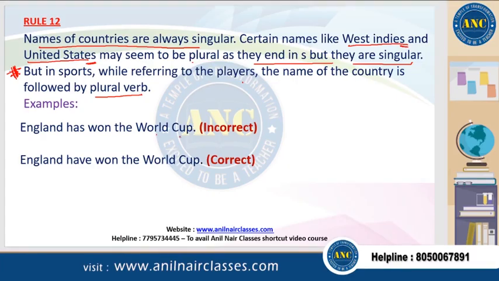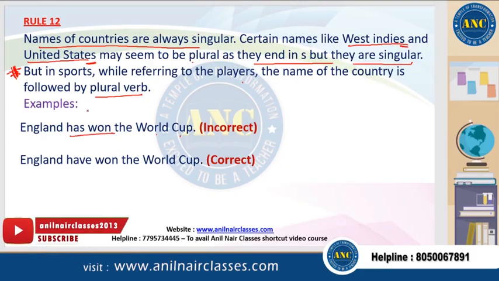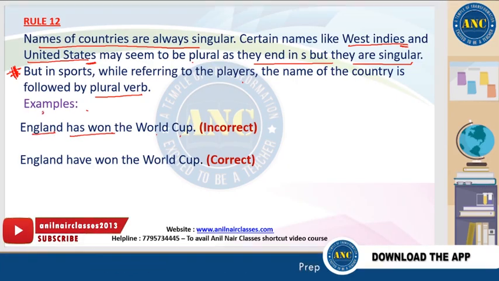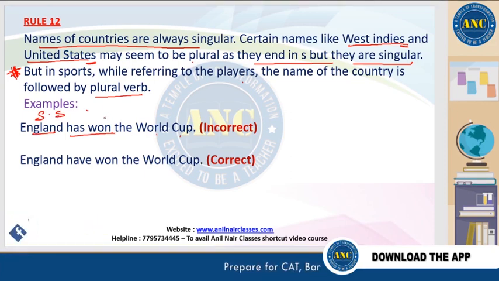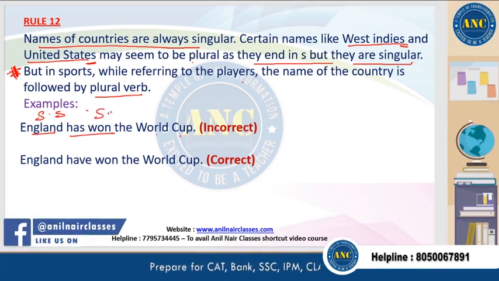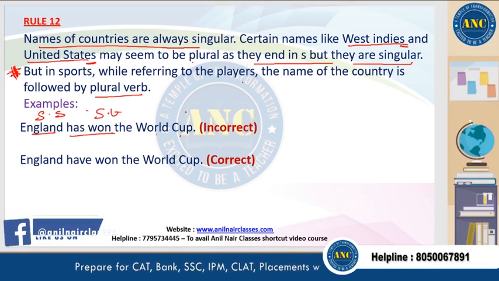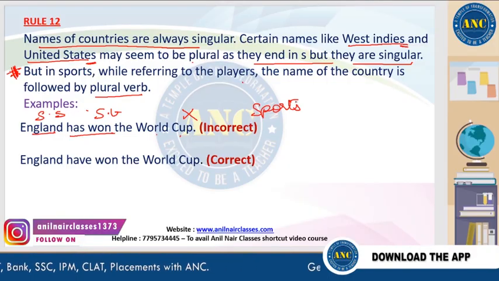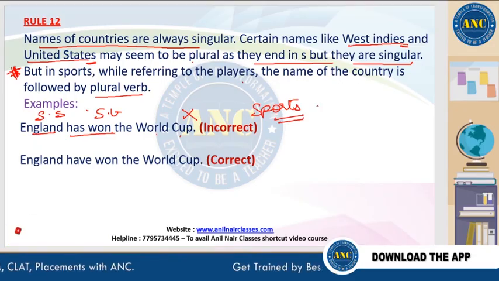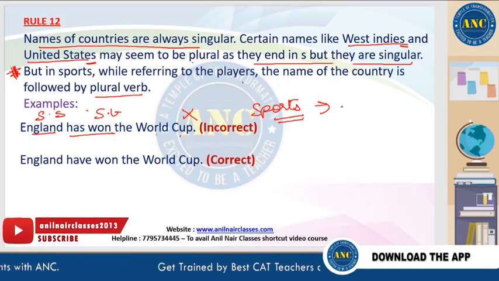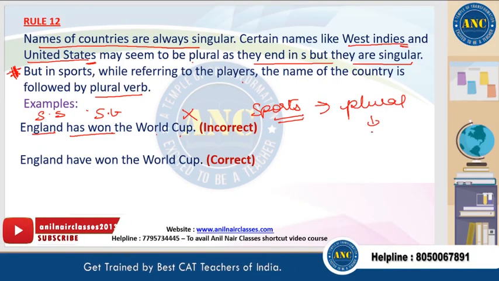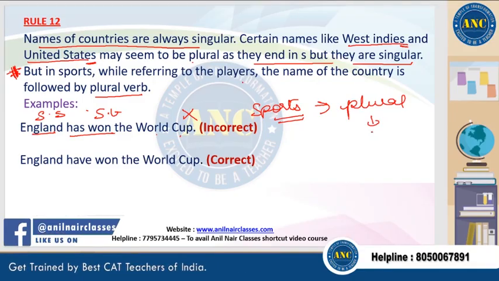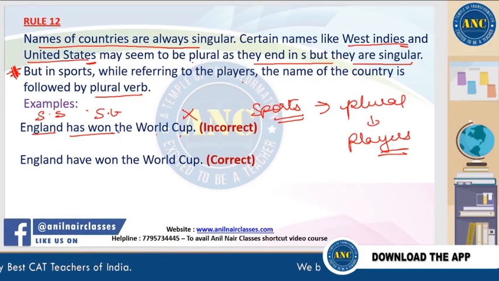See, England has won the cup. So who has won the cup? That is England. England is a singular subject. So has won is the singular form of the verb, which is incorrect, because here this England is used as the sports. So when we are using it as the sports, we are considering it as plural because we are referring to players. So players are many. So that's why we will use the plural form of the verb.